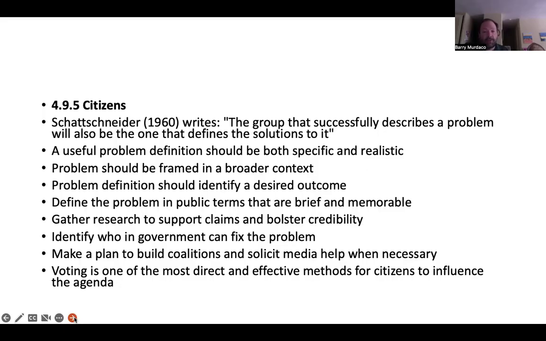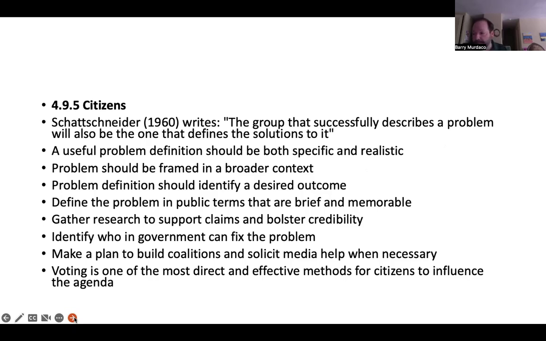Voting is one of the most direct and effective methods for citizens to influence the agenda. But of course, this presumes that who you're voting for actually represents a real choice when it comes to policy. When it comes to Israel, for example, it doesn't really matter who you vote for, right? Both parties equally support Israel, so voting there really doesn't matter at all.